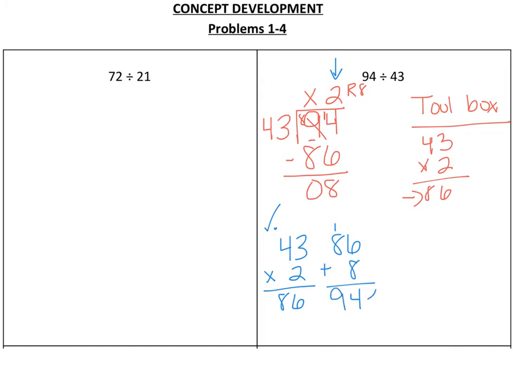So does my final sum match my dividend? Guess what? The answer is yes. So that tells me 2 remainder 8 is the quotient for 94 divided by 43. Make sure you showed all your work.